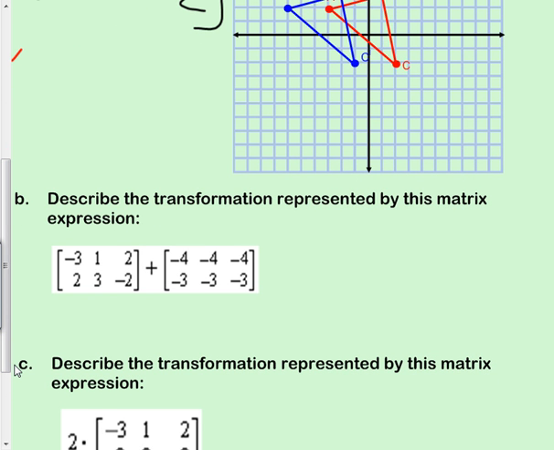Now, what kind of transformation is happening here? What's happening to our x's? Going left 4. If that was a positive 4, where would it be going? Right. Right 4.